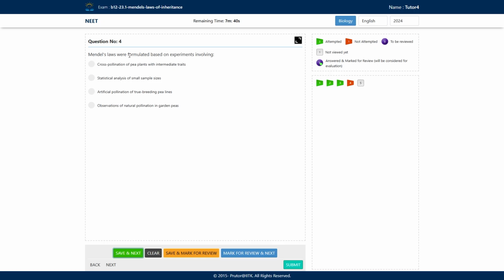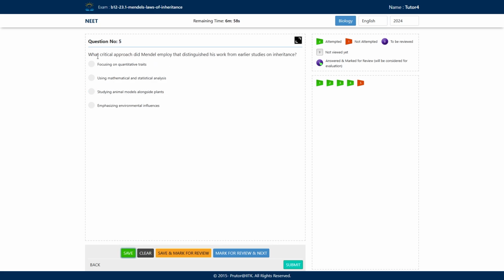Next, Mendel's laws were formulated based on experiments involving what? Cross-pollination of pea plants with intermediate traits, statistical analysis of small sample size, artificial pollination of true breeding pea plants, and observation of natural pollination in garden peas. What will be the correct answer here? The correct answer is option C, artificial pollination of true breeding pea lines. So Mendel conducted artificial cross-pollination in true breeding pea lines.